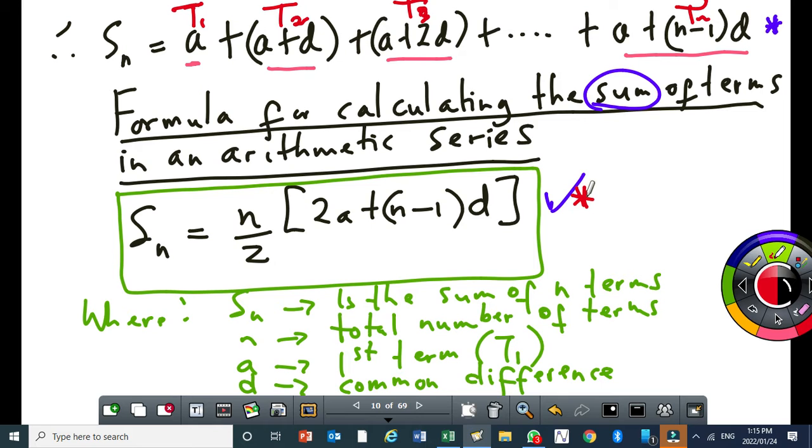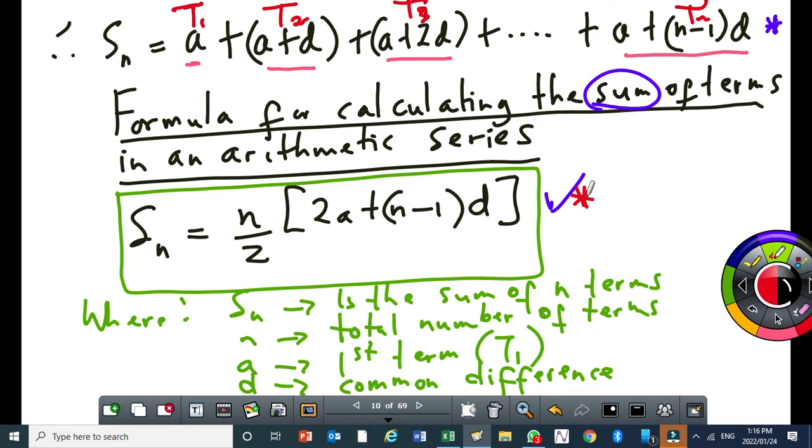This one? Yeah, the 2. N over 2. Yes? The two, the bracket made the whole big bracket. Is it multiplied by n over 2 or just n? Yes, it's being multiplied by n over 2.